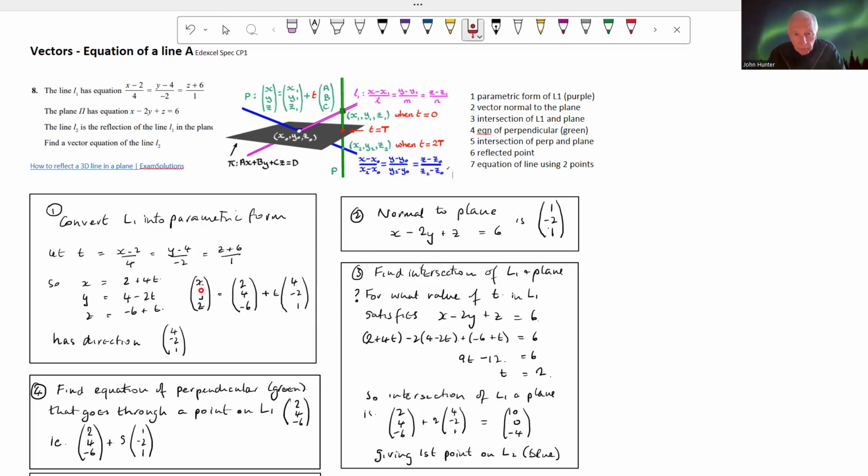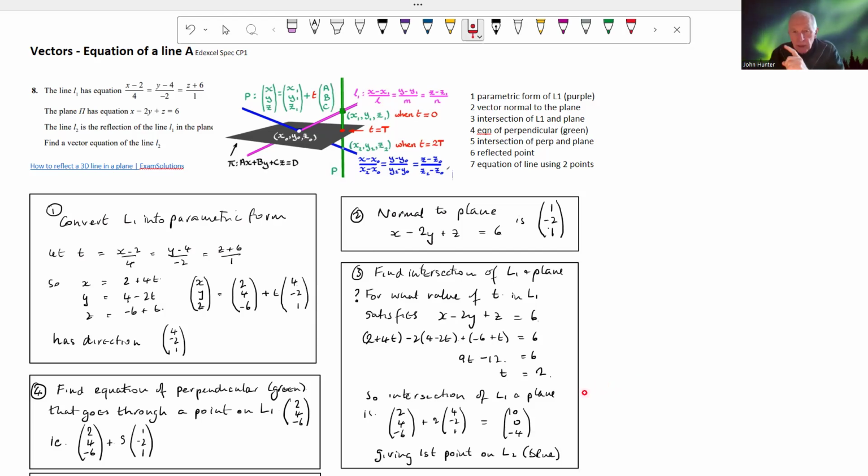Okay, well, we've got all the components, haven't we? We've got the x equals 2 plus 4t. So if that's x, that's the y, that's the z, and we just substitute those into that equation, we get this. Simplify that to that, and that gives us t equals 2.